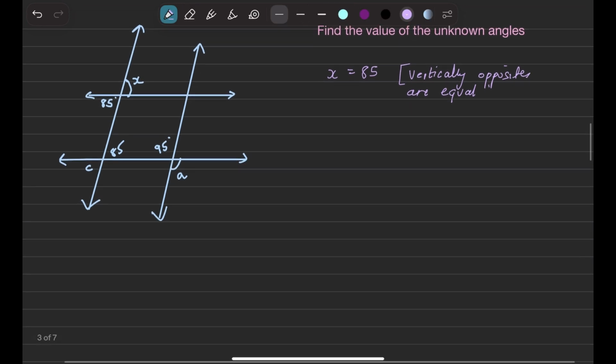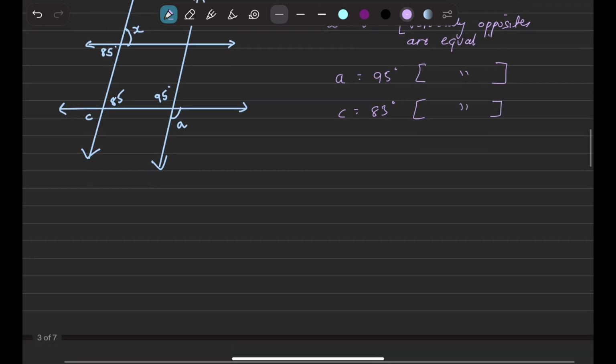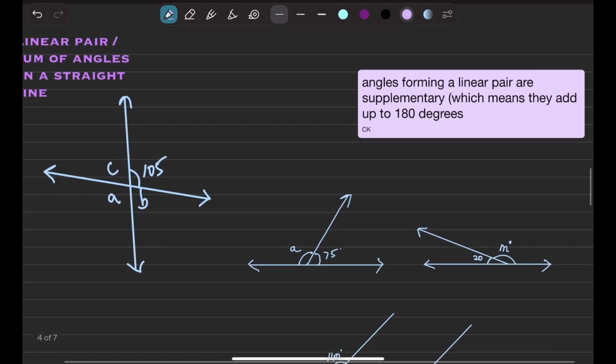Okay, come on, can you tell me the value of A? Very easy. A is 95 degrees. Reason, same thing. C is also 85 degrees. Reason, they are vertically opposite angles. I hope it's clear, guys. Vertically opposite angles are easy.